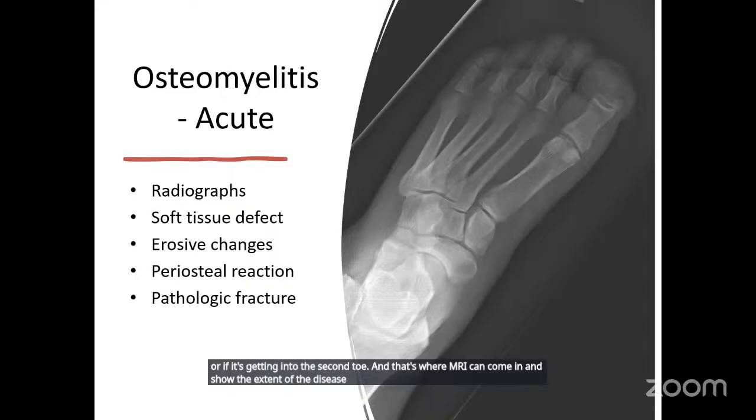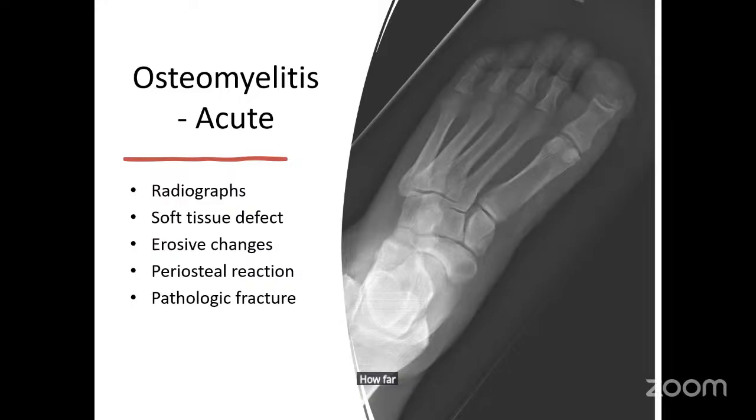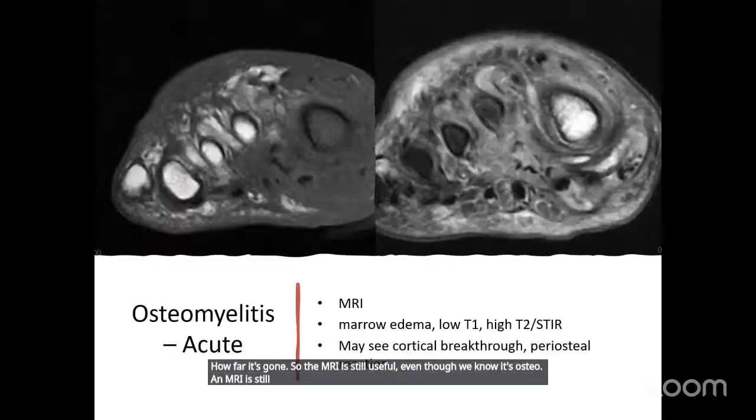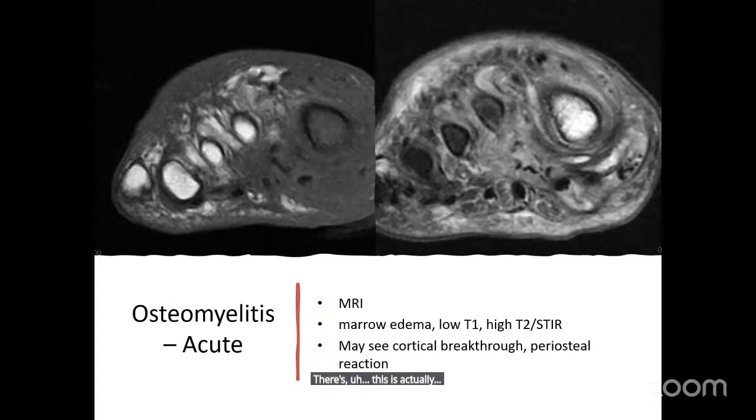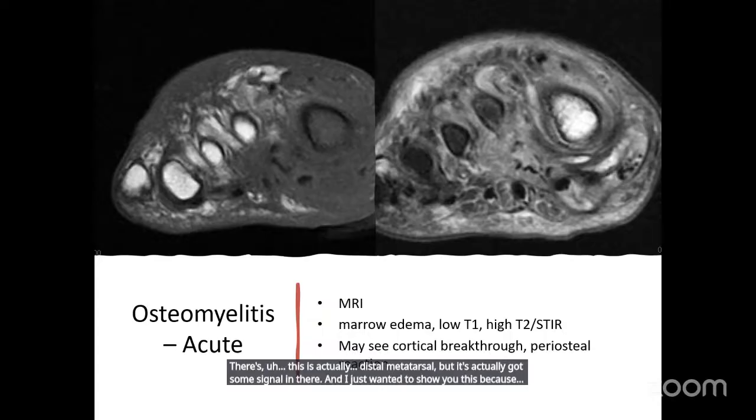So it also helps for surgical planning, because then they can see how far it's gone. So the MRI is still useful, even though we know it's osteo. An MRI is still practical to see. This is actually the same patient, and you can see this is actually the distal metatarsal, and it's got some signal in there. And I just wanted to show you this because this is what we look for in osteomyelitis.